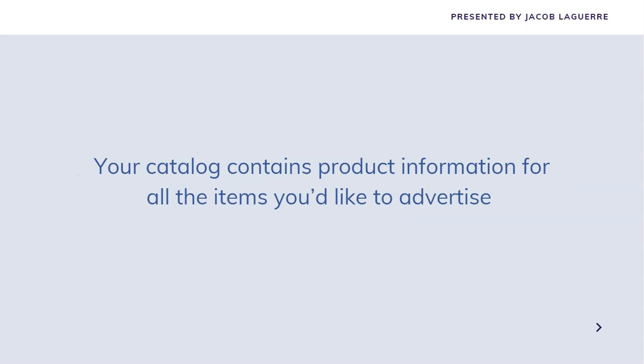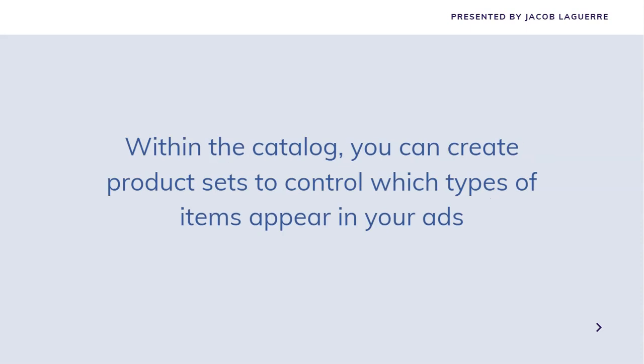Now your catalog essentially just contains product information for all the items you'd like to advertise. So this is primarily geared towards people that run an e-commerce business or that sell physical products. If you have a lot of products that you're already selling, you would just add that catalog to Facebook, and then from there you can start to create the dynamic ads.